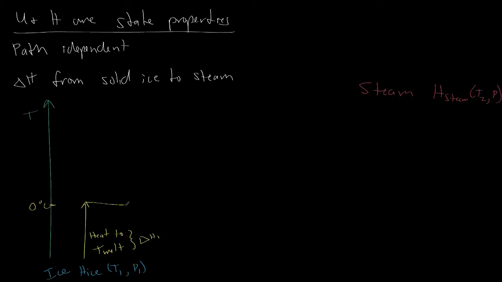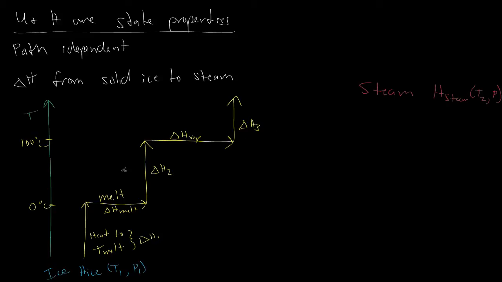Then we have another delta H contribution for melting the ice. We'll call this delta H melt. Then we'll have to heat the process again until we reach the boiling point, 100 degrees C. We'll call this delta H2. Then we have to vaporize the system, delta H of vaporization. And the last thing is we'll have to heat it up to the final temperature, delta H3.